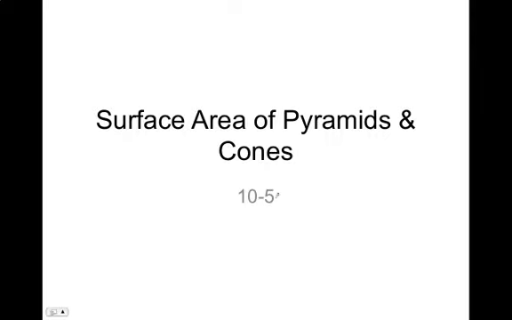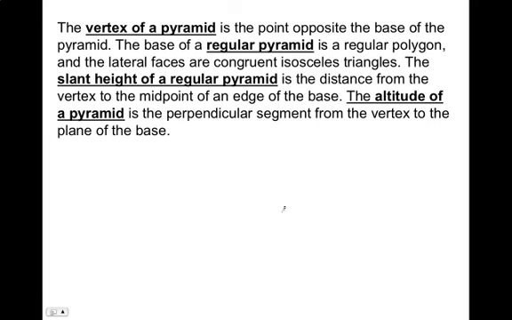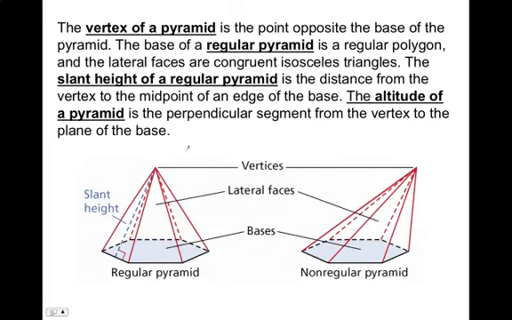Let's talk about the surface area of pyramids and cones. We've talked about the different parts of our solids, and so hopefully you remember that the vertex of a pyramid is the point that's opposite the base. The base of a regular pyramid is a regular polygon, and the lateral faces are congruent isosceles triangles. The slant height is a new term. It's the height that goes from the vertex to the midpoint of the edge of the base.